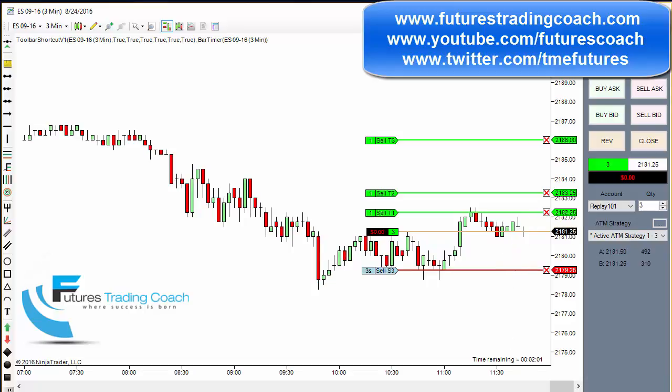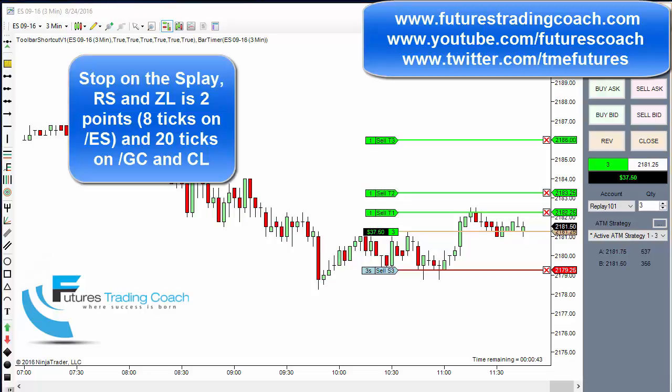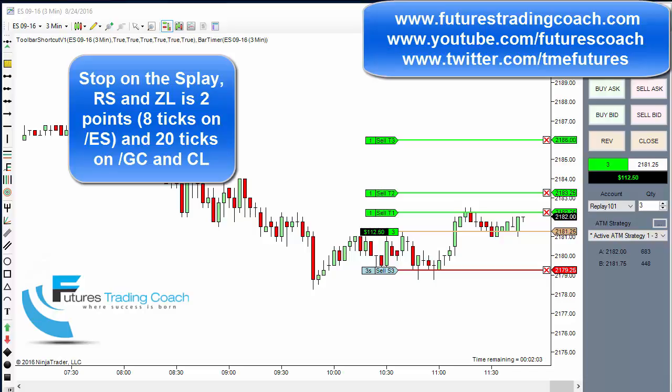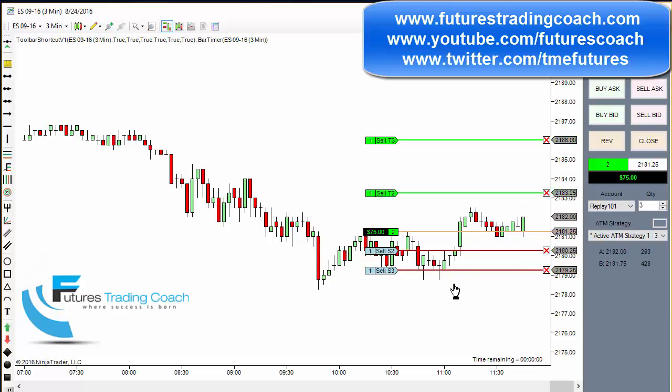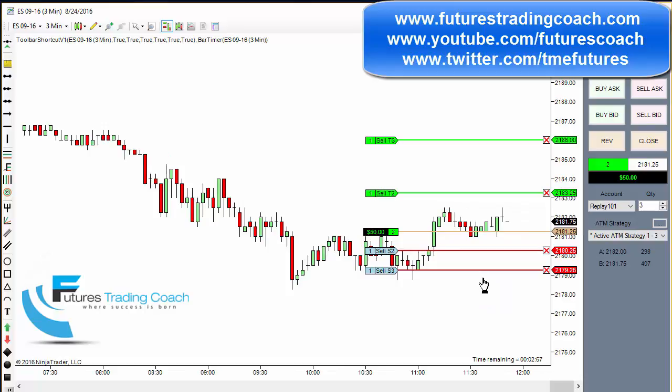Okay. So just to speed this thing up, we'll speed it up a little bit. You'll see that the first target will get hit. Once the first target's hit there, we have 2 contracts left. Now I have this ATM set to split it, but you're going to go ahead and just move your targets up there, and you're going to get yourself into a risk-free trade after your first target's hit.